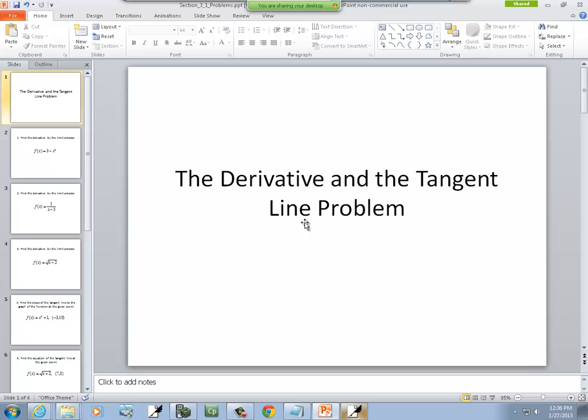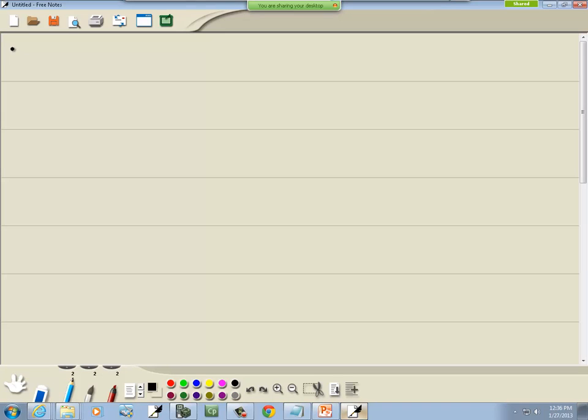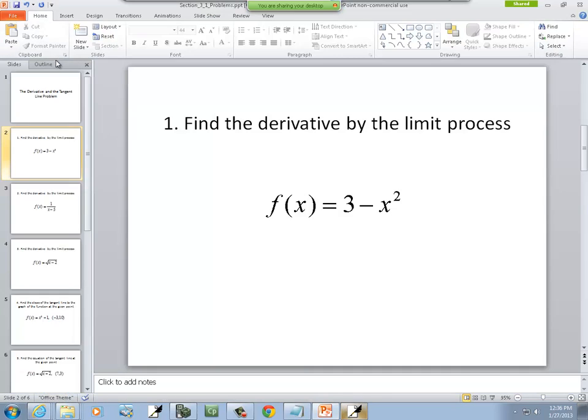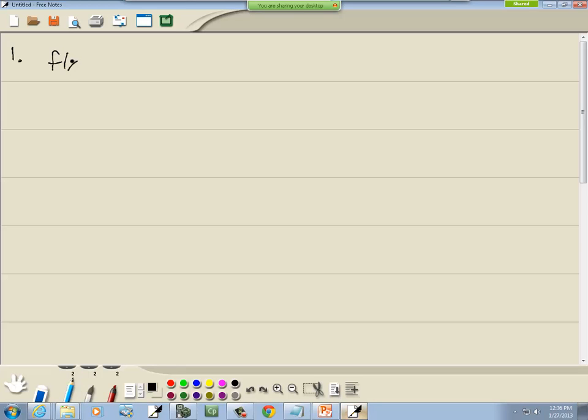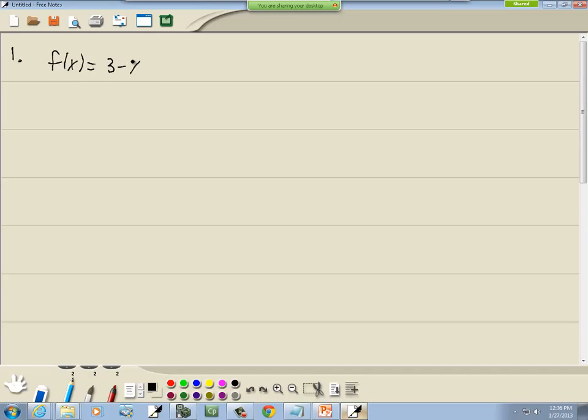Okay, let's look at our first problem. It says find the derivative by the limit process. In this section, we'll look at the hard way to find these derivatives, and then in the next section we'll look at the shortcut way to do it. So this is going to be finding the derivative.